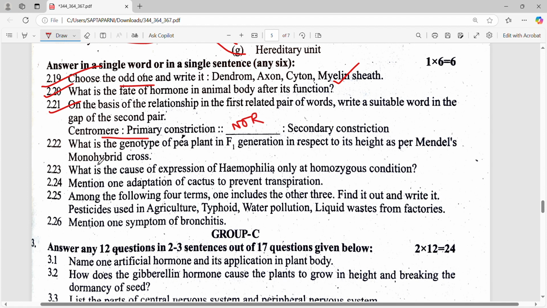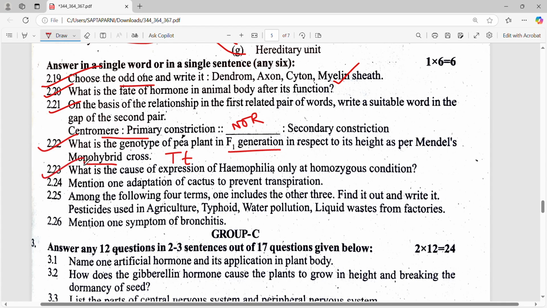Nucleolar organizing region. Then what is the genotype of the pea plant in the F1 generation in respect to its height as per Mendel's monohybrid cross? In the F1 generation of the monohybrid cross, the genotype of the pea plant is heterozygous in nature, capital T small t, which is a heterozygous tall pea plant.